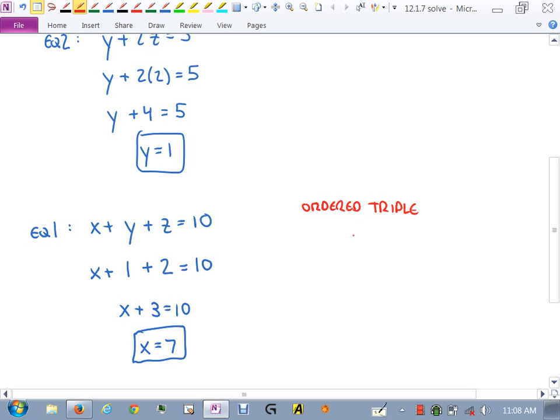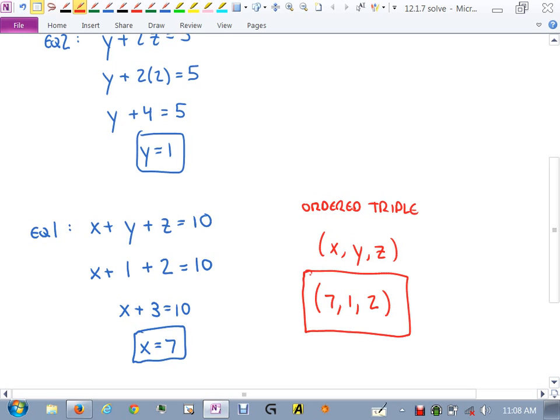An ordered triple looks like this: x, then y, then z in parentheses. So for this, we'll have 7, 1, 2. All right?